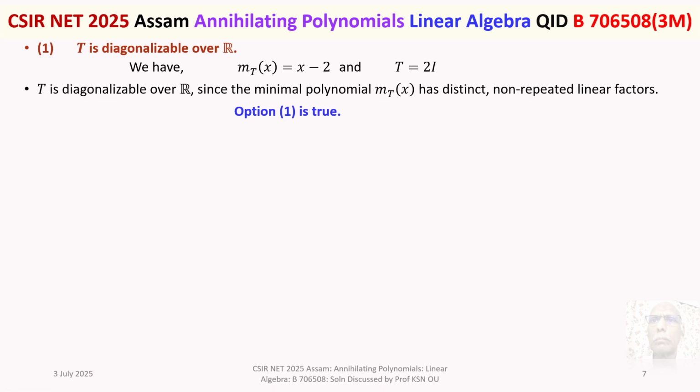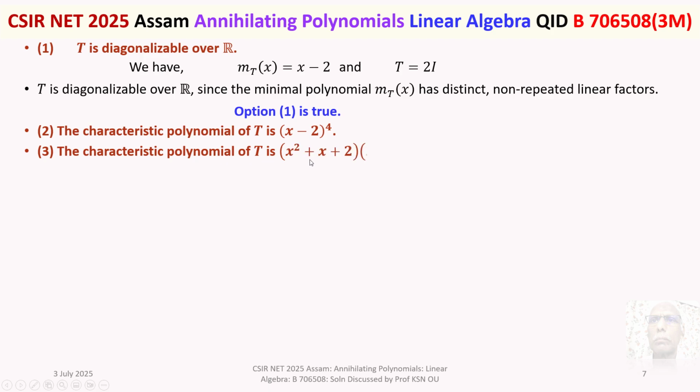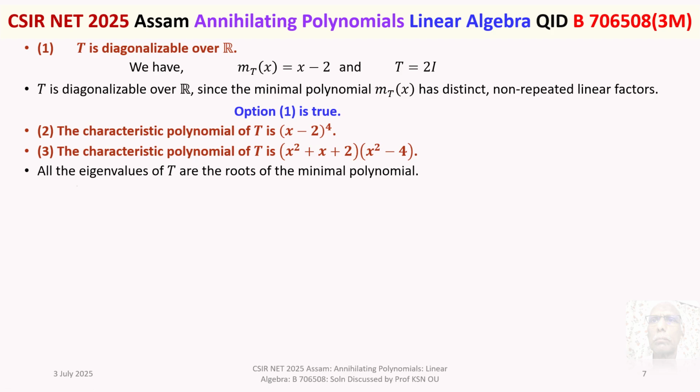Right. But we have to find out that option which is not true, which is a false statement. Option 2. The characteristic polynomial of T is (x minus 2) to the power of 4. Option 3. The characteristic polynomial of T is (x square plus x plus 2) into (x square minus 4). Recall, all the eigenvalues of T are the roots of the minimal polynomial. What are the roots of the minimal polynomial? 2 is the only root. Therefore, all the eigenvalues of T must be 2. When all the eigenvalues of T are 2 only, and T is from R power 4 to R power 4, the characteristic polynomial must be (x minus 2) to the power of 4.